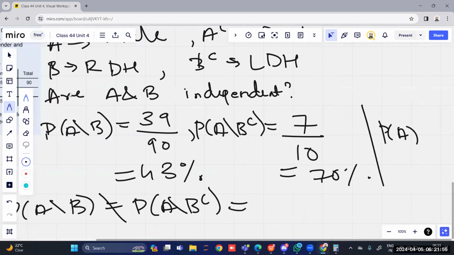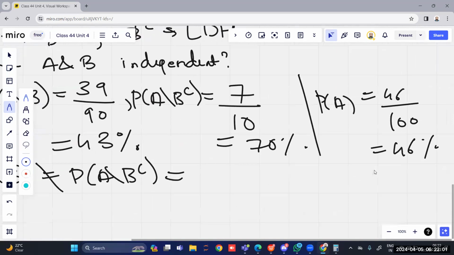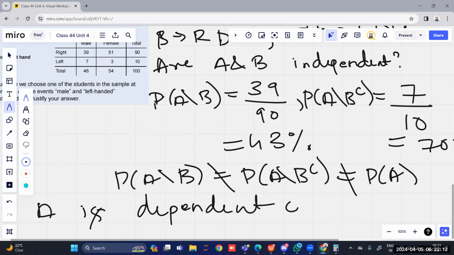It's 46, so it will be 46 upon 100. So it will be around 46%. So this is also not equal to any of the others. Therefore, what you will tell is that A is dependent on B.